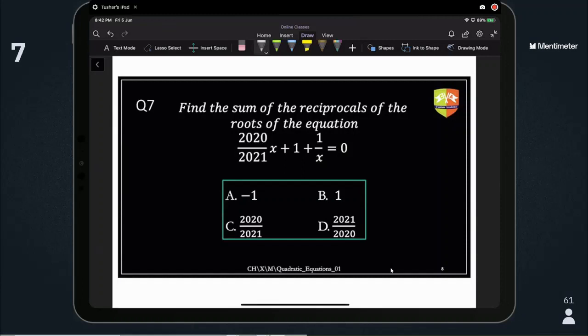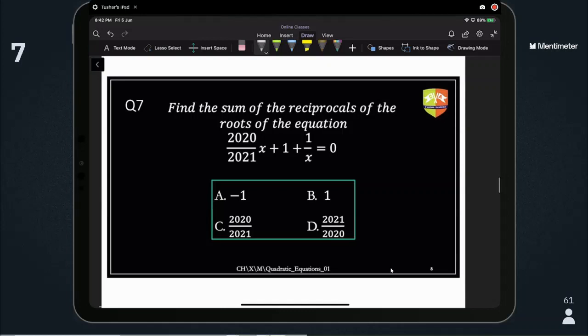What is there in this question? Both roots have to be negative since all coefficients are positive. I didn't understand. Is it fine if we say both roots have to be negative since all coefficients are positive? Yes, you can. Right. Okay. So, sum of the reciprocals of the roots of the equation.